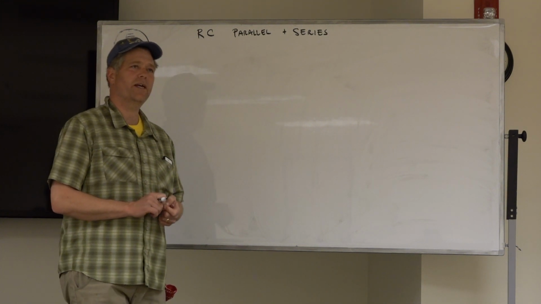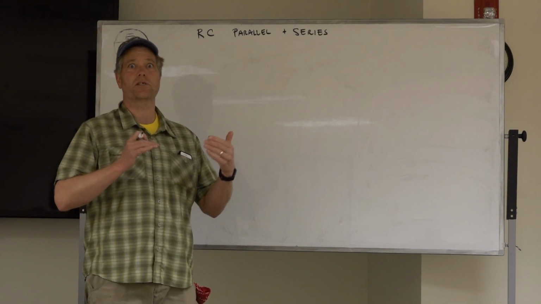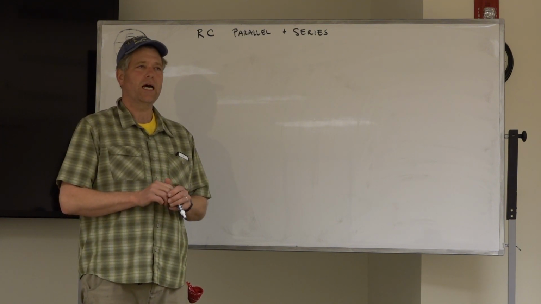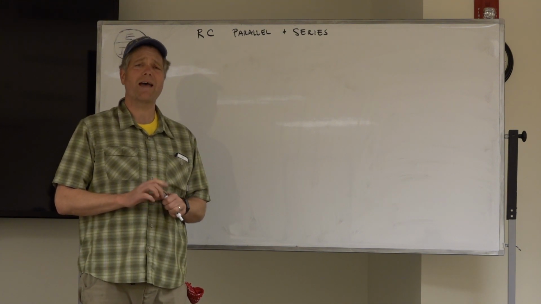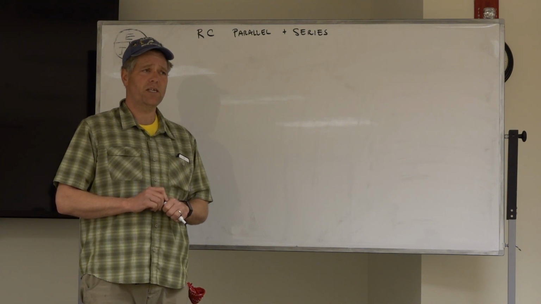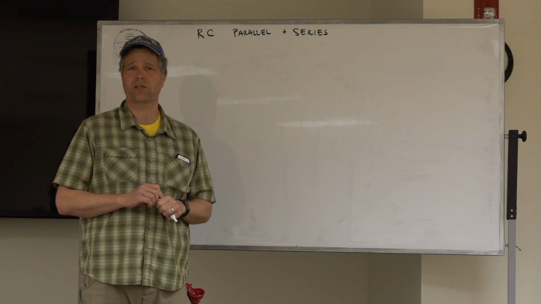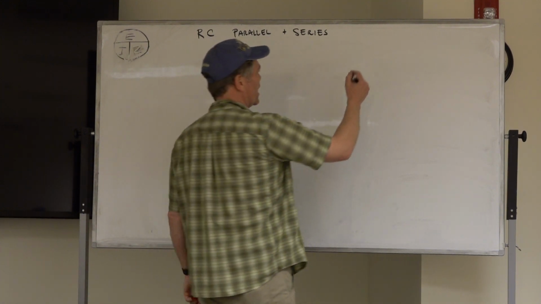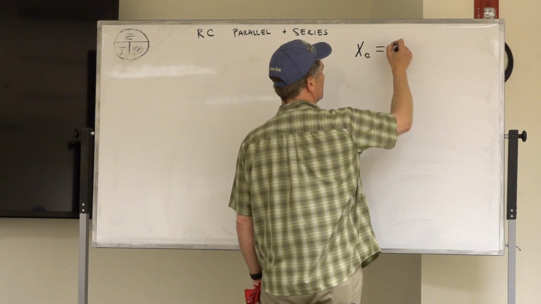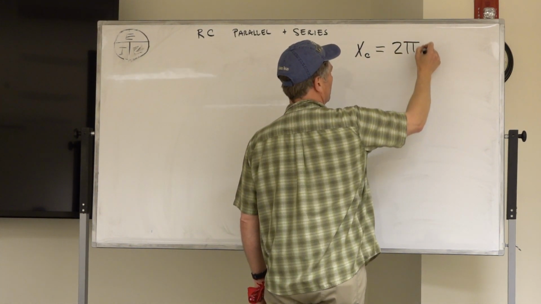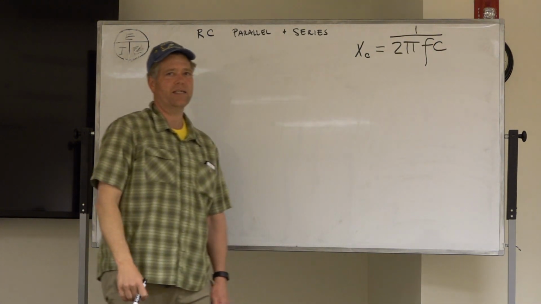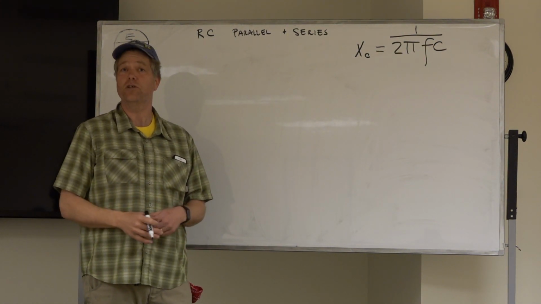The book chapter and the way it's set up on Moodle right now, as far as the Moodle syllabus, is we're going to first do a week of series and then a week of parallel. I'm going to throw them both at you tonight because they're really not that different than what we've already done. There's one quick change in how you go about analyzing these circuits, and that is how you determine X sub C. So X sub C equals 2 pi frequency times capacitance, but it's 1 over all of that. It's the inverse of the 2 pi f L.